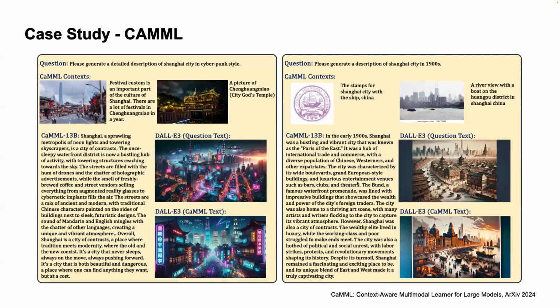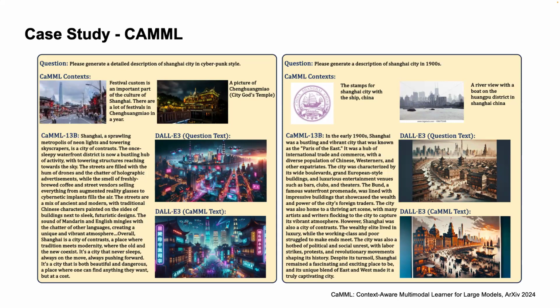The next thing we do is we give a prompt saying, please generate a detailed description for Shanghai city in cyberpunk style. You can see that with Camel, we have a more accurate text, and then when it goes through DALL-E with the Camel text, it is able to resemble what Shanghai originally looked like, but in the cyberpunk style. And for the question itself, it's not able to do that.